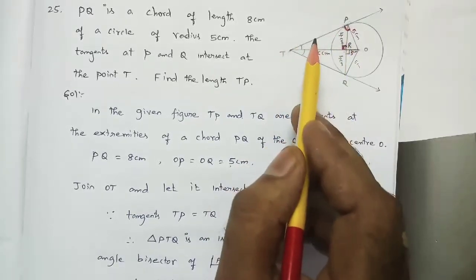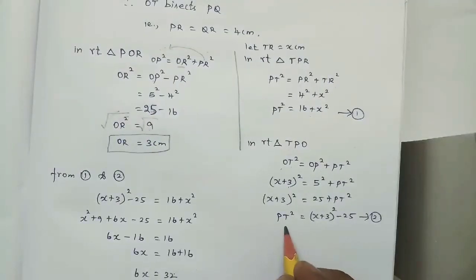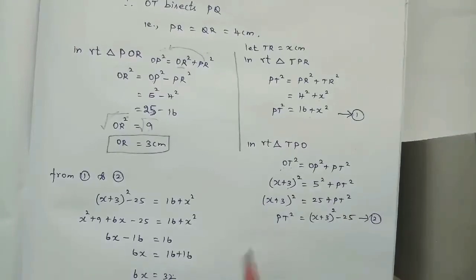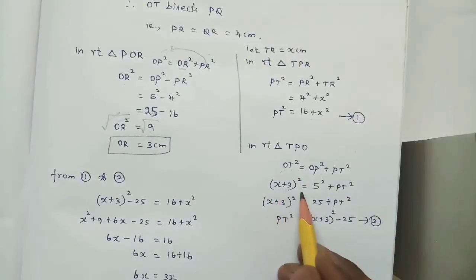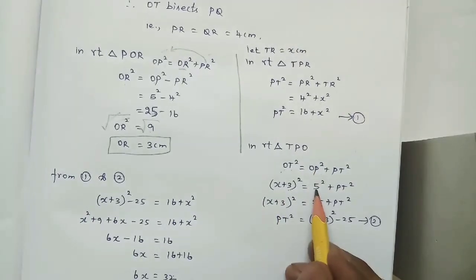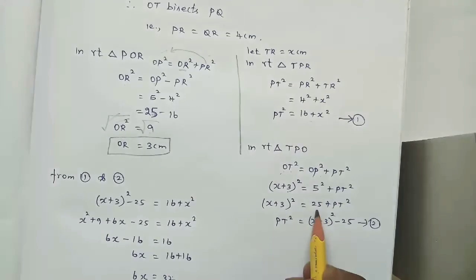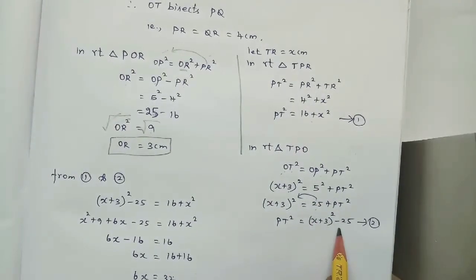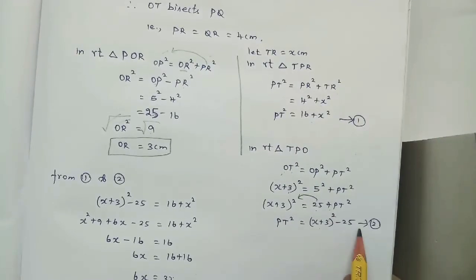I'm just going to keep it as it is, because I am going to find the value of PT square only. By equating equation 1 and 2, we will get the value of X. OT square equal to OP square plus PT square. OT is X plus 3 the whole square is equal to OP is radius 5 square plus PT square. 5 square is 25 plus PT square. Bringing this 25 to the LHS will become minus 25. So PT square is equal to X plus 3 the whole square minus 25, taking as equation number 2.